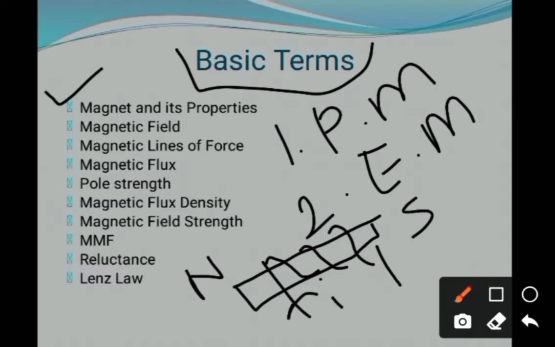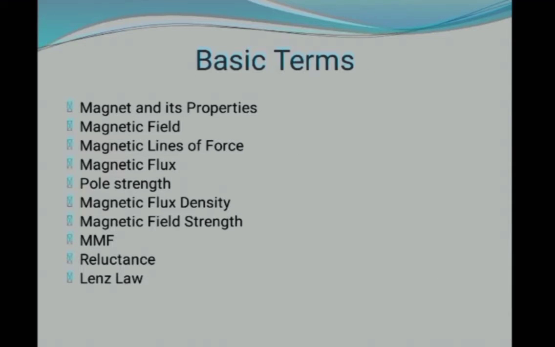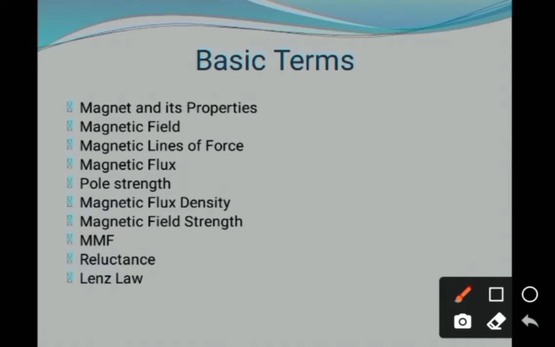The properties of magnet is like poles are repel each other and unlike poles are attract each other. Next property is magnetic field. The magnetic field is defined as the region around the magnet within the effect of magnet can be experienced.